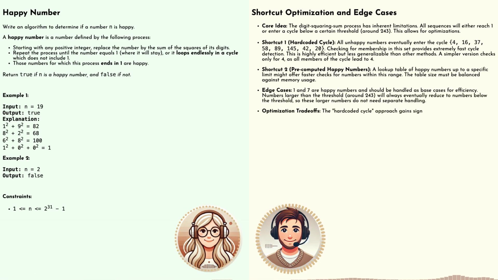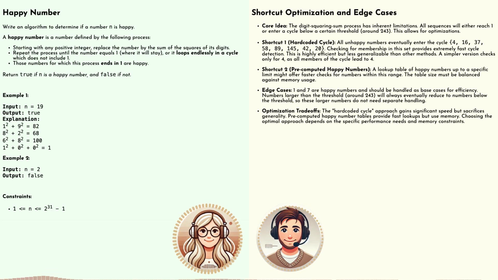Exactly. So instead of keeping track of every number we see, we could just check if our number is one of those specific unhappy numbers. Right. If it is, boom, we know it's unhappy. That's a pretty neat trick. But it sounds kind of specific to this problem, right? You're right. This hard-coded cycle approach wouldn't work for just any cycle detection problem. It really relies on the unique math behind happy numbers. So it's like a special tool that works great for this specific job, but not necessarily a general purpose solution. Exactly. But still, it's a fun example of how understanding the problem deeply can lead to some pretty cool optimizations.